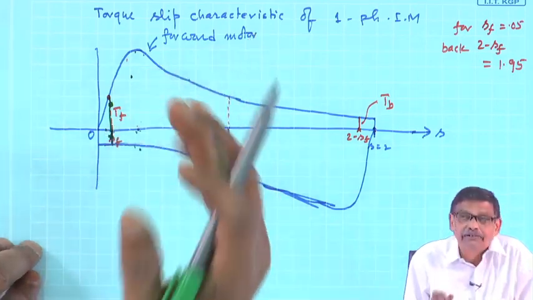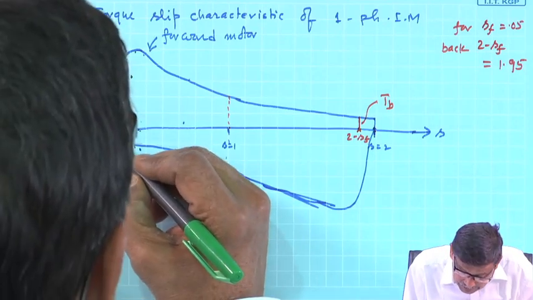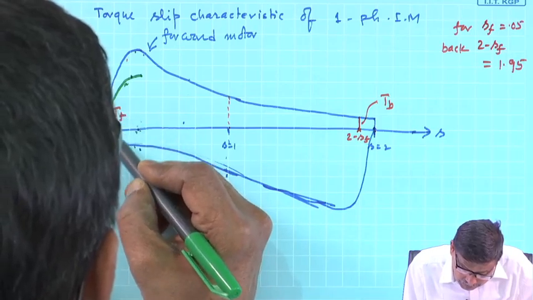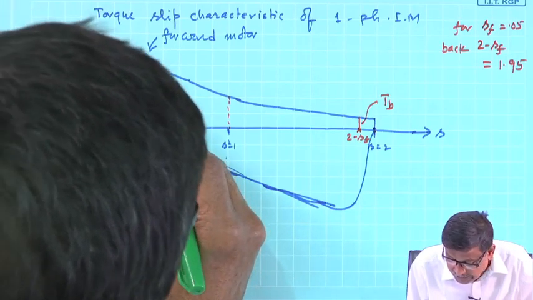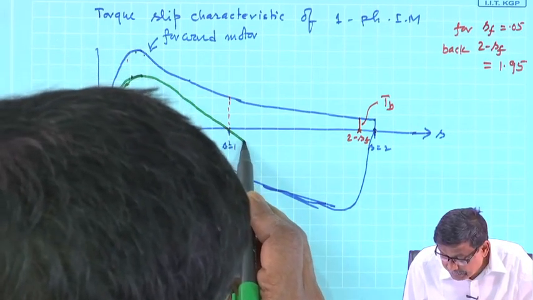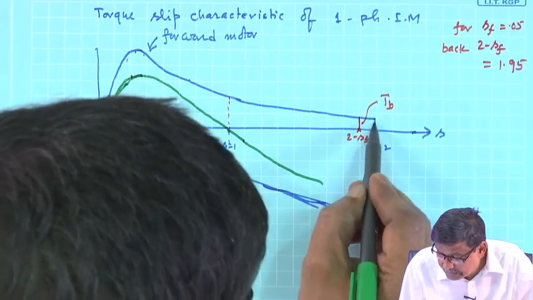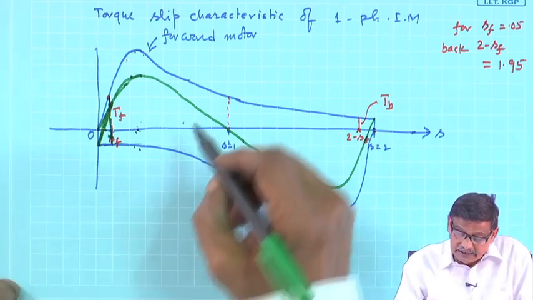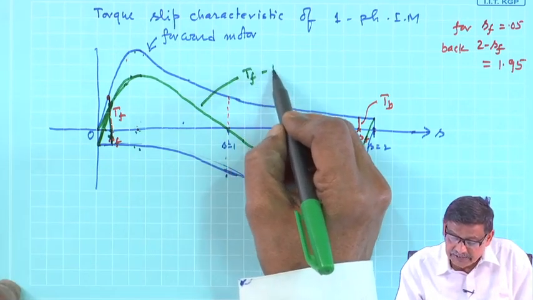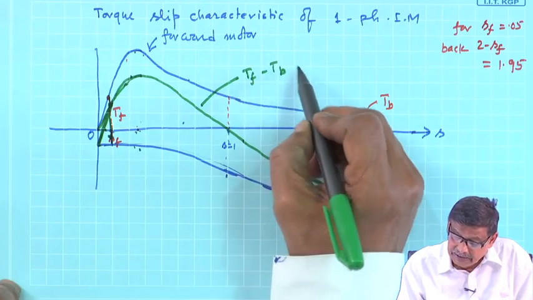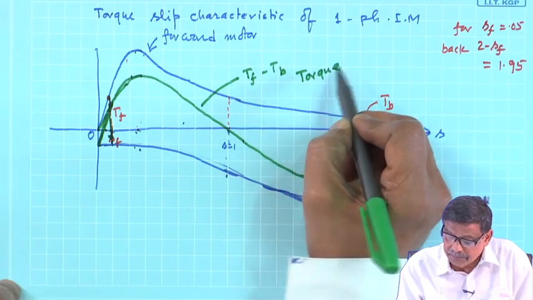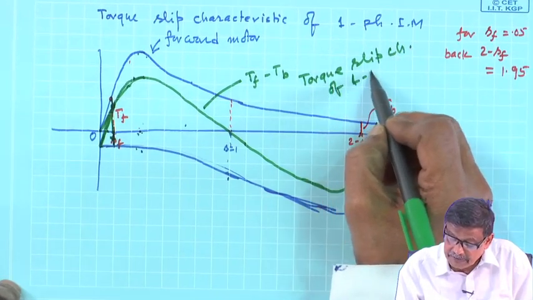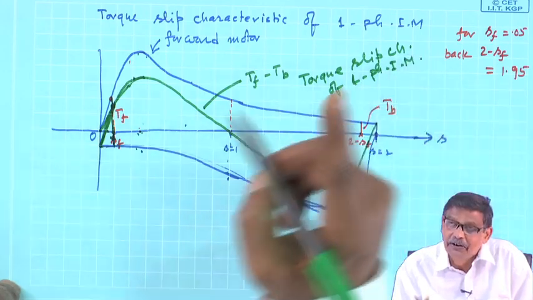So, the resultant torque slip characteristics then will be somewhat, it will start from this negative value, it will go there, it will go there. Tf minus Tb, if you go on doing, it will be like this. This is the resultant Tf minus Tb, that is the torque slip characteristics of a single phase induction motor running on a single winding.